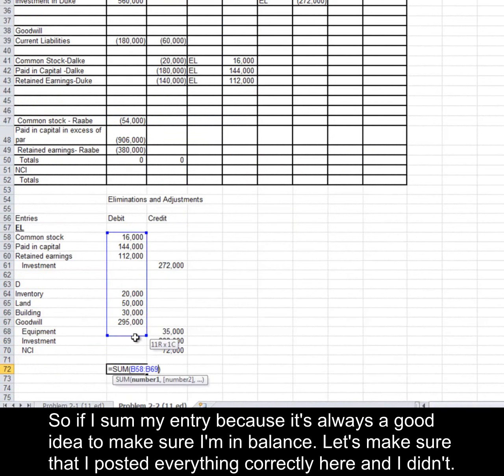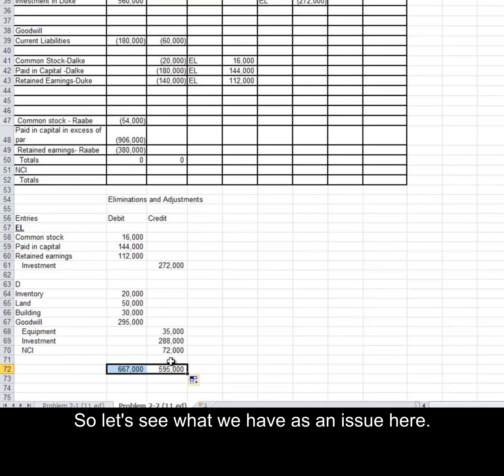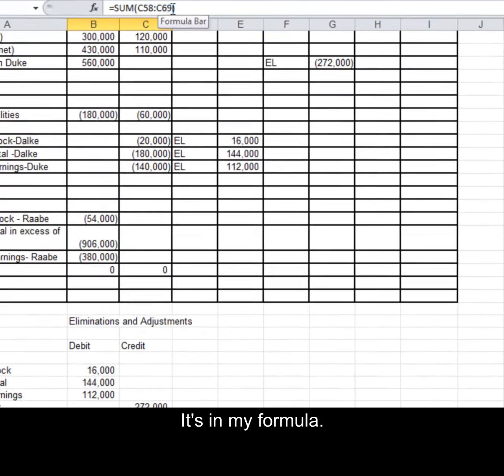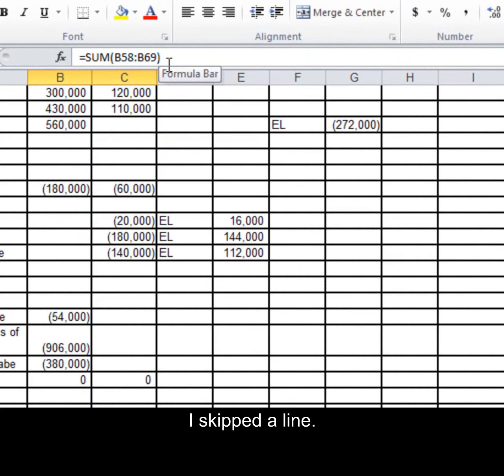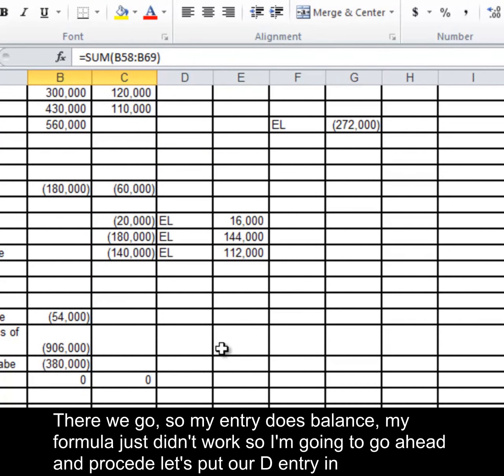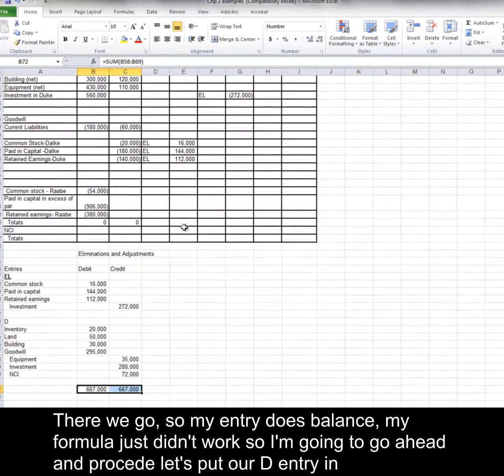So if I sum my entry, because it's always a good idea to make sure that I'm in balance, let's make sure that I posted everything correctly here, and I didn't. So let's see what we have as an issue here. It's in my formula. I skipped a line. There we go. So my entry does balance. My formula just didn't work. So I'm good to go ahead and proceed.